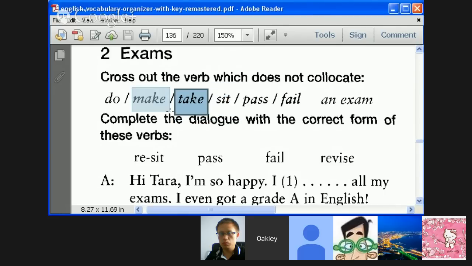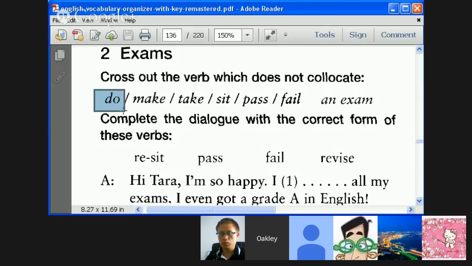Now, this is a bit of a trick question, Heidi, because the teacher makes an exam. Yes. They create it. It is possible. The student would never use this. But I guess as a teacher, I could definitely use it.